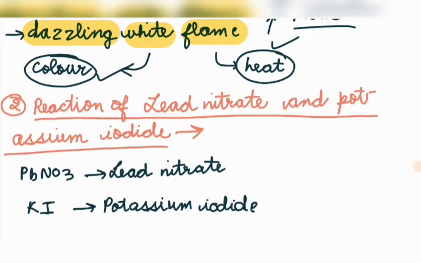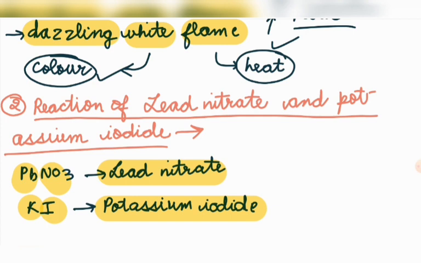Let us start our second reaction, the reaction of lead nitrate and potassium iodide. Before we start, we should know the formula of lead nitrate and the formula of potassium iodide. Lead nitrate is Pb(NO3)2. Here Pb stands for lead and NO3 stands for nitrate. Similarly, K stands for potassium and I stands for iodide. So Pb(NO3)2 is lead nitrate and KI is potassium iodide.